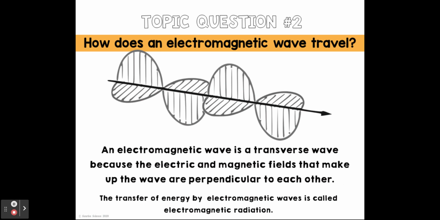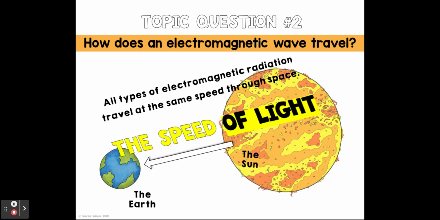And the transfer of energy by electromagnetic waves is called electromagnetic radiation. All types of electromagnetic radiation travel at the same speed through space, the speed of light, from the sun to the earth.